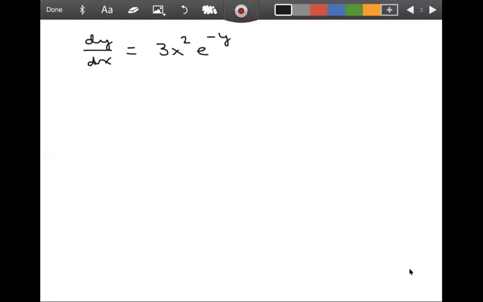All right, so our first example is dy/dx equals 3x squared times e to the negative y. Notice that it's two separate functions.